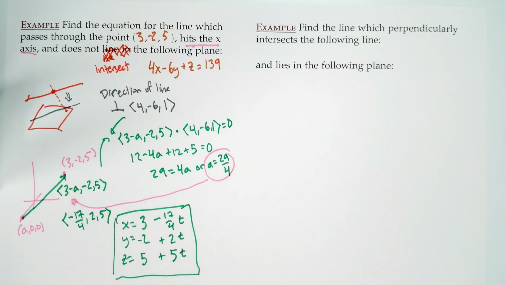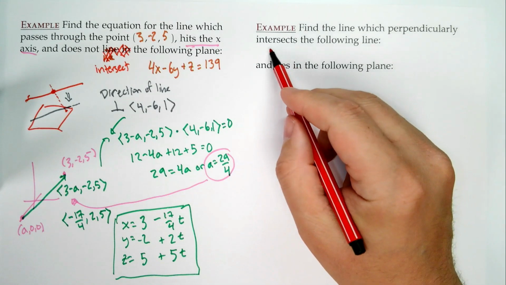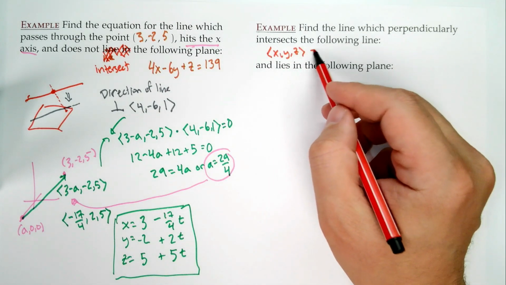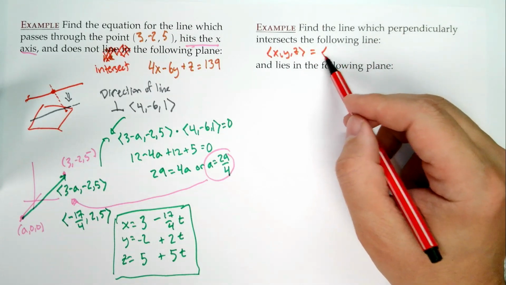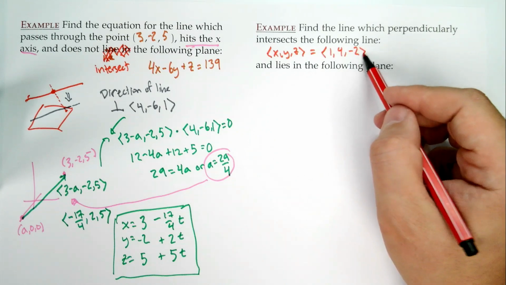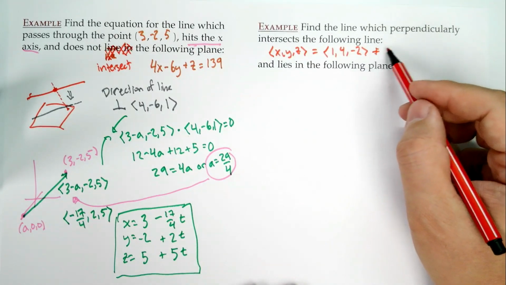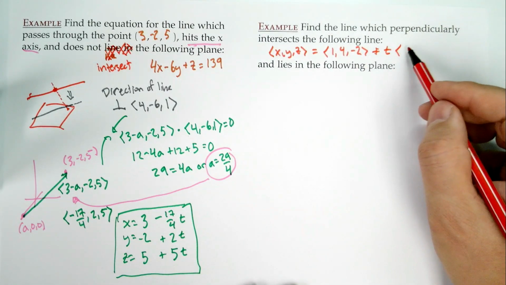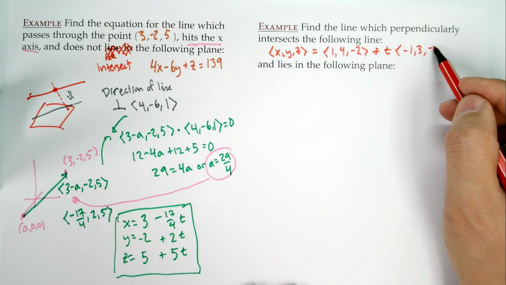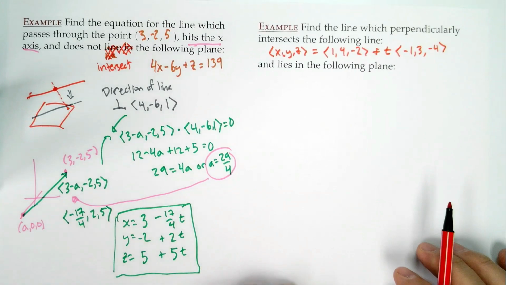Okay. Find the line which perpendicularly intersects the following line. All right, well, we need some space. Well, we'll write it in vector form. (x, y, z) equals (1, 4, negative 2) plus t times, let's say, (negative 1, 3, negative 4). There you go. There's the line.